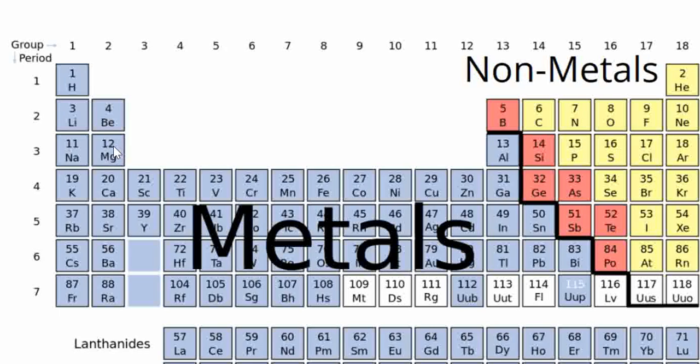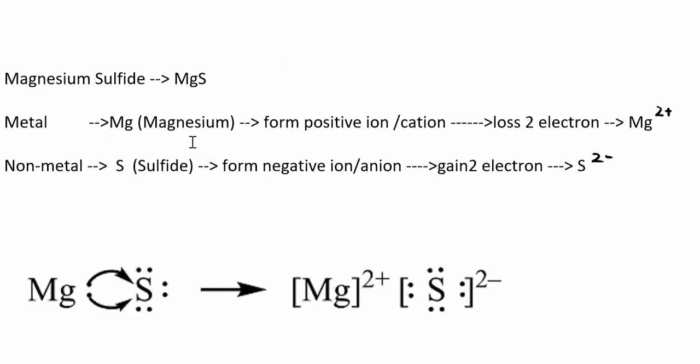So if it's group 2, it means Mg will have a charge of positive 2 according to this group, and S will have a charge of 8 minus 6 is 2, so negative 2. So the metal magnesium from group 2 will form a positive ion by losing 2 electrons, becoming Mg2+, and the non-metal sulfur from group 6 will form a negative ion, or anion, by gaining 2 electrons, becoming S2-.